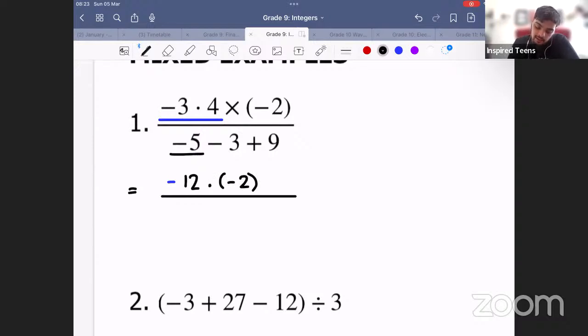At the bottom, I have negative 5, negative 3, plus 9. Okay, so negative 5 and negative 3 is negative 8.